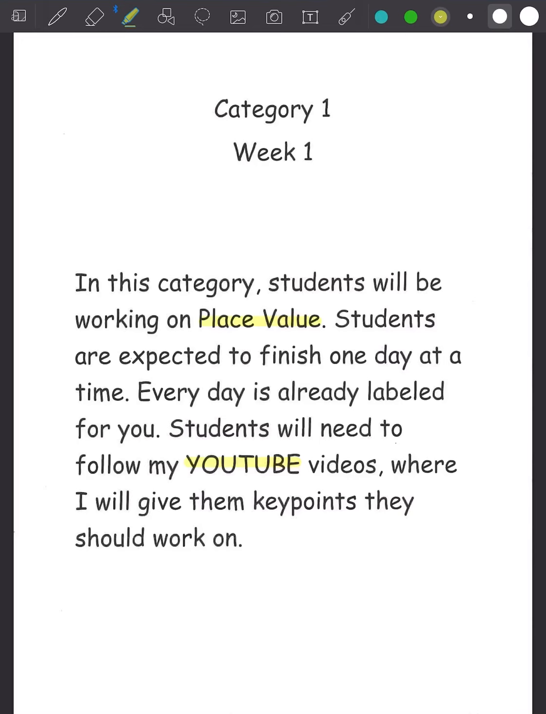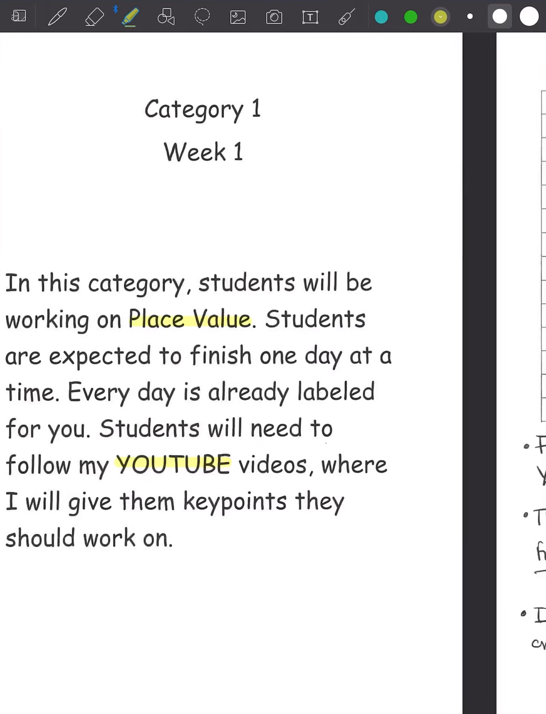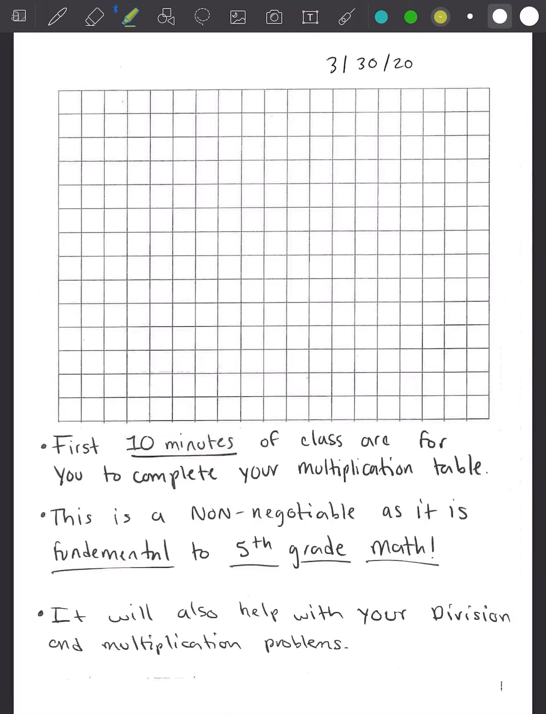Now remember, guys, I told you I dated everything for you. So if you flip the page or turn it over, you're going to see the date. This is the first day that we are back. It's March 30th of 2020. So this is Monday's work, and you're going to see this page first, guys.